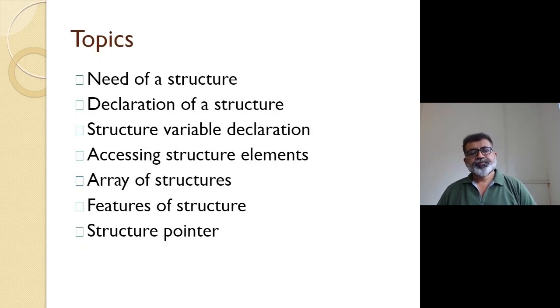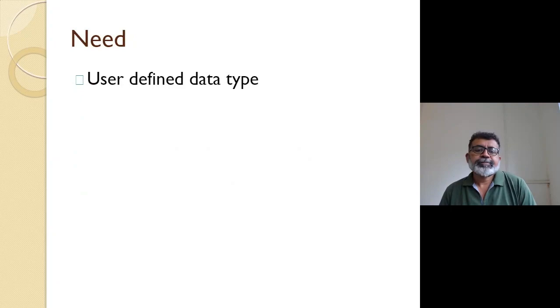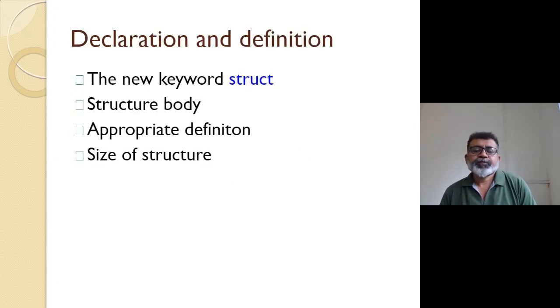Now, struct is the keyword, right? How to declare that? Struct is the keyword in C language. Struct is also a keyword in C++. In Java, there is not a struct. In Python, there is not a struct.